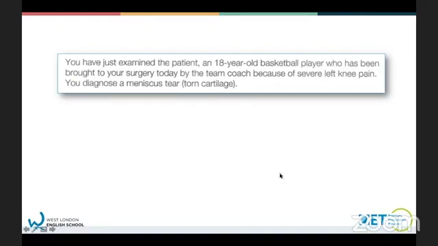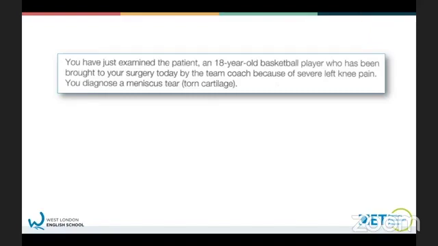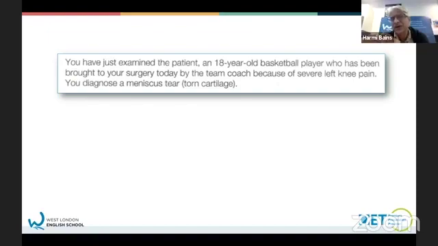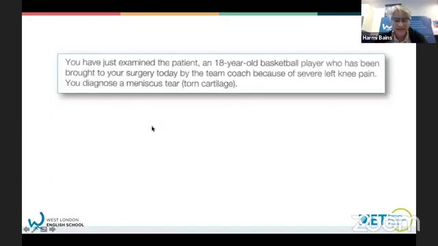Diagnosis of meniscus tear. Yeah, you've got the right area. What's wrong with that? Remember, you're talking to a patient, not a medical person. Yeah. He's saying you have severe left knee pain, and again the diagnosis. I don't know. Think about the language as well. Remember, it says here in the criteria, appropriateness of language. So it wouldn't really make sense if I said, okay, you've got a meniscus tear. A patient wouldn't understand that.